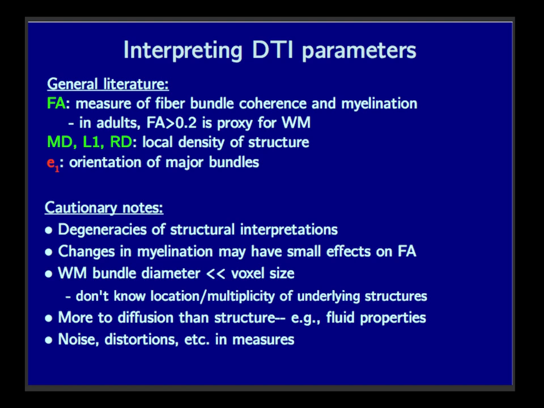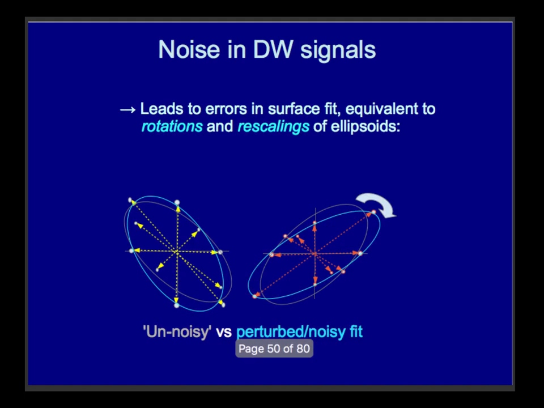But different types. As you change properties, chemical composition and things like that really matter. So you may have degeneracies of interpretations as well. And then we're always fighting against noise and distortions and things like that. Those can really change how we interpret our measures. We need to account for that.